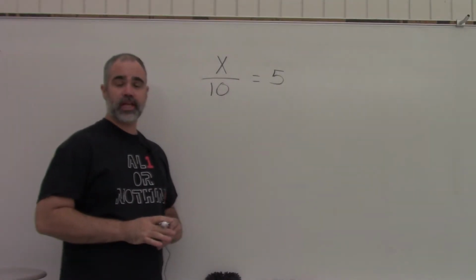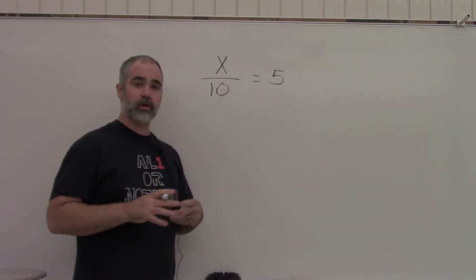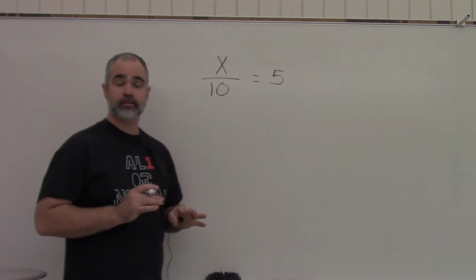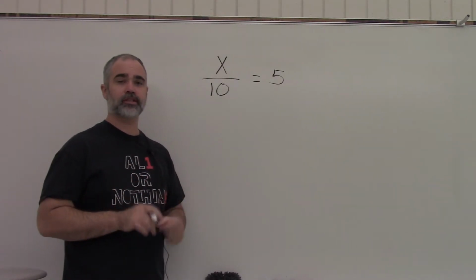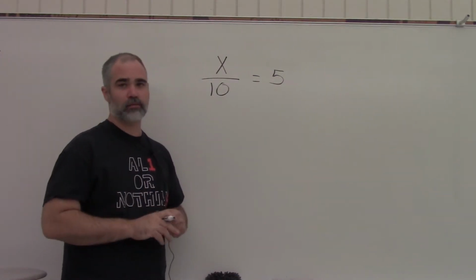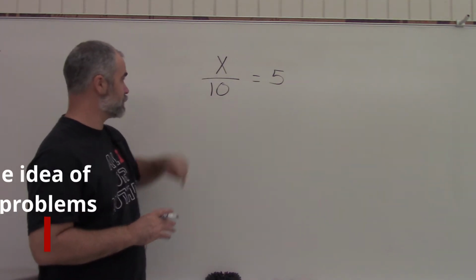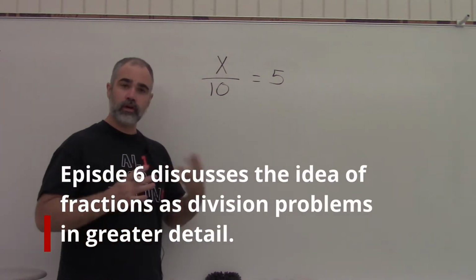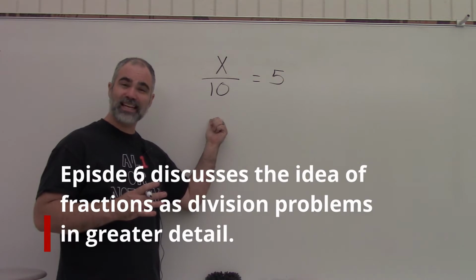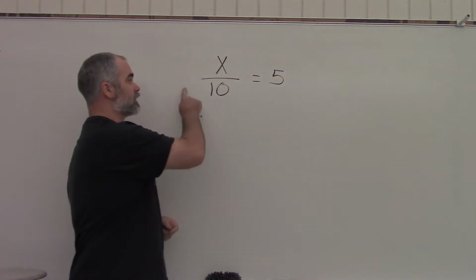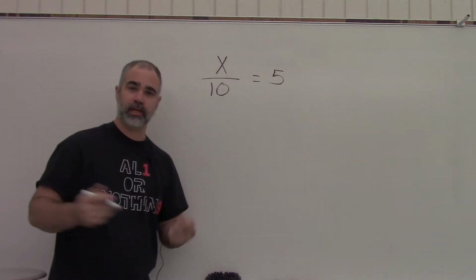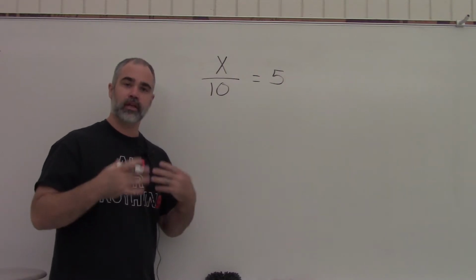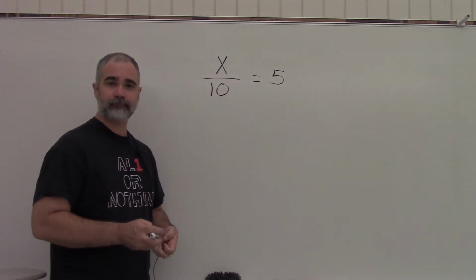So we've already looked at problems that look like this. Remember, when we're looking at fractions, we don't want to think of them as fractions. We want to think of them as division problems. Remember, this means division. So we already know how to do this. We would multiply both sides by 10 because, again, the opposite of dividing by 10 is multiplying by 10. Okay, remember, that's the opposite and the inverse.